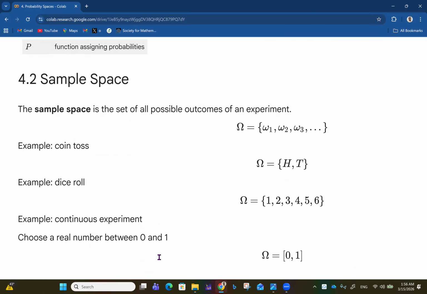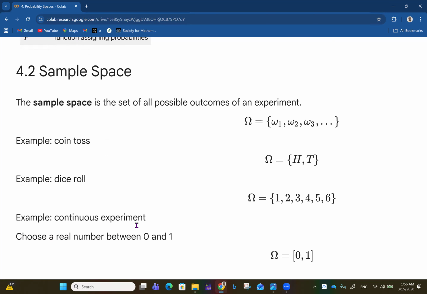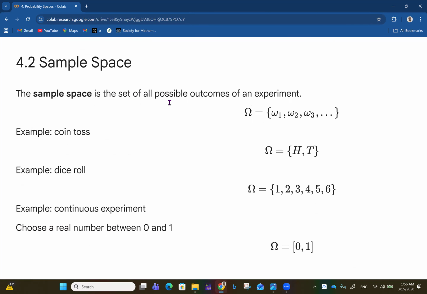So, talking about the sample space: a sample space is the set of all possible outcomes of an experiment. Imagine Ω is {ω1, ω2, ω3, and so on}. For instance, we have a coin toss. When you toss a coin, Ω is {head, tail}; you either have a head or you have a tail. Then, if you have a dice roll, the sample space is {1, 2, 3, 4, 5, 6}, because a die has six faces with these six markings.